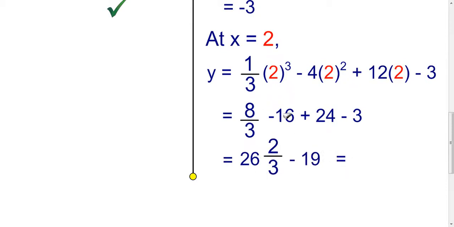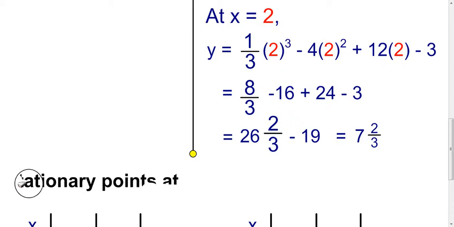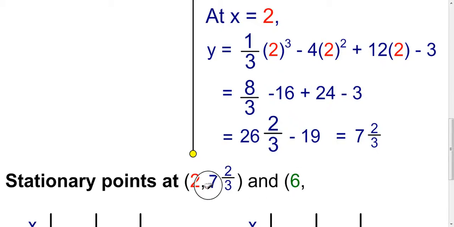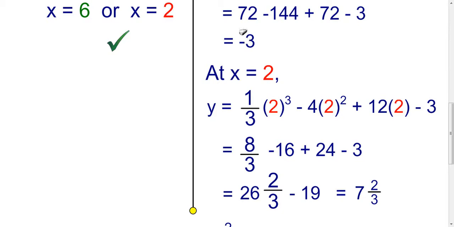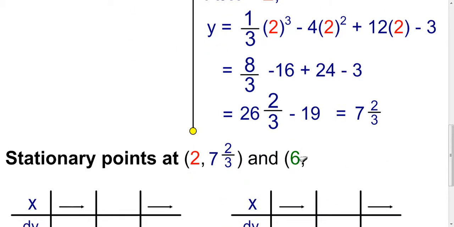And then if you're subtracting 16 and 3, that's the same as subtracting 19. So 26 and 2/3 from these two, subtract 19. So then if we just do the 26, take away the 19, we get 7 and 2/3. So we've worked out our stationary points. They occur at 2, 7 and 2/3, and 6, -3.